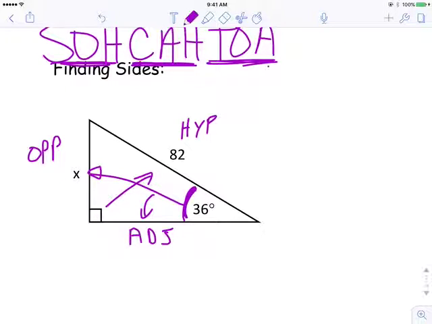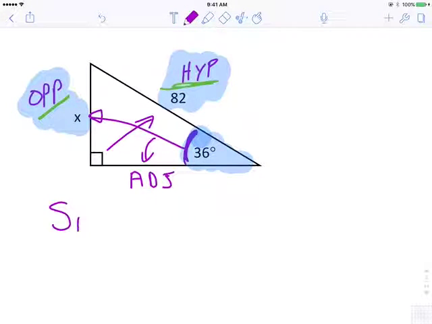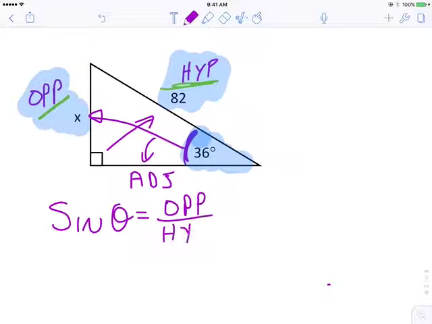Step 3, now you need to decide which trig function to use, sine, cosine, or tangent. Well, I've got this angle, 36. I'm looking for the opposite side, x, and I have the hypotenuse, 82. What trig function relates opposite and hypotenuse? Sine. So now I know that I'm using my sine ratio. So I go sine of an angle is equal to opposite over hypotenuse.